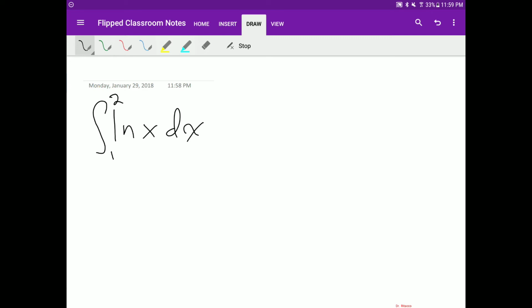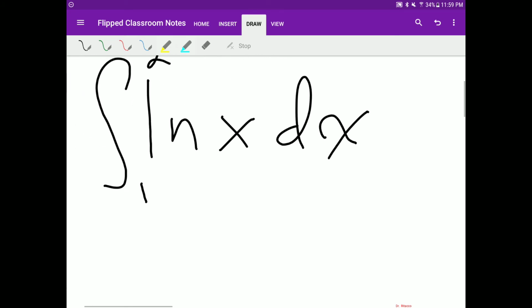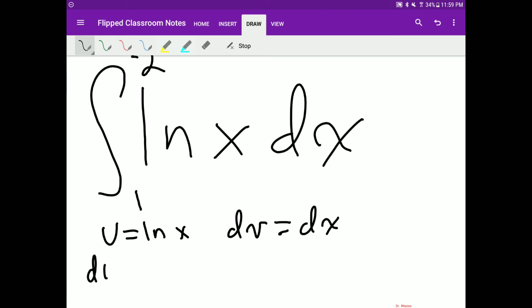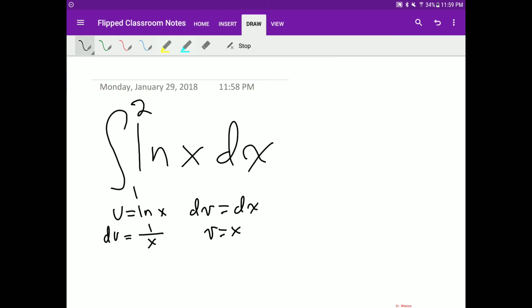Well, you may remember that to solve natural log of x, we have to do this through integration by parts, right? So we used u as the natural log of x and dv as dx. Okay? So that gave us du equals 1 over x dx, and v is equal to x. Okay. Now we need to fill in our integral.